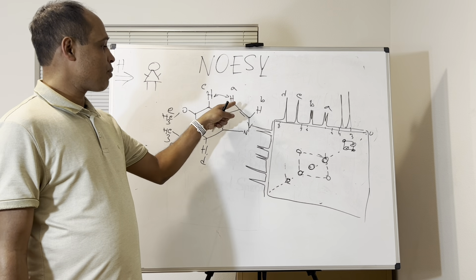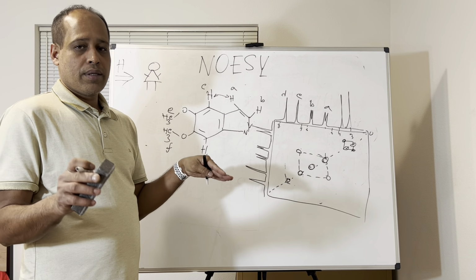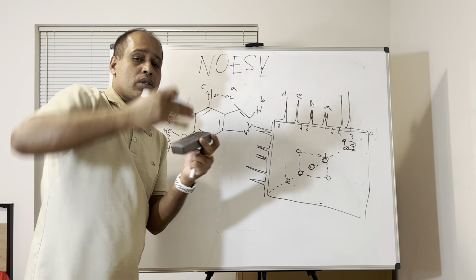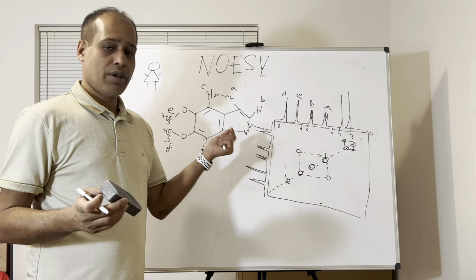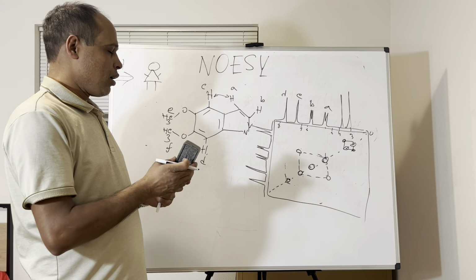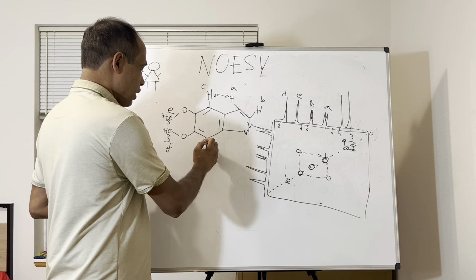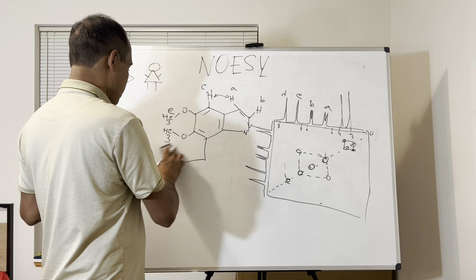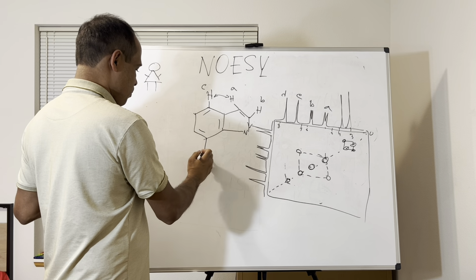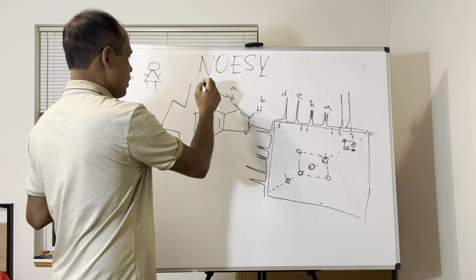So NOESY always determines the close-by proton in space. It doesn't matter if it is three or four or five bonds away, as long as it is close, that will be a stronger communication. Remember that, because in many cases in medicinal chemistry or natural product chemistry, sometimes a molecule has a big ring.